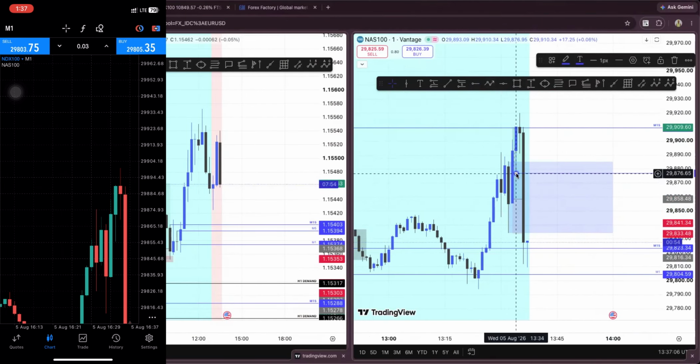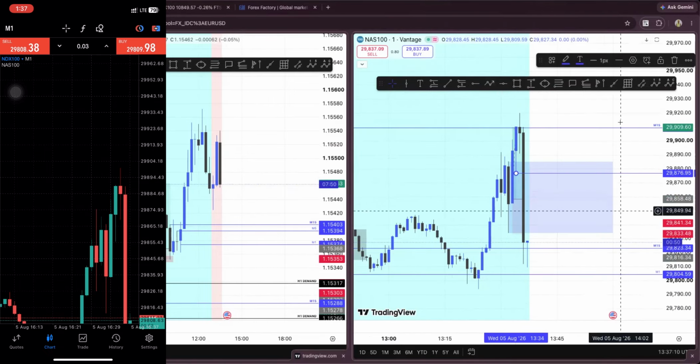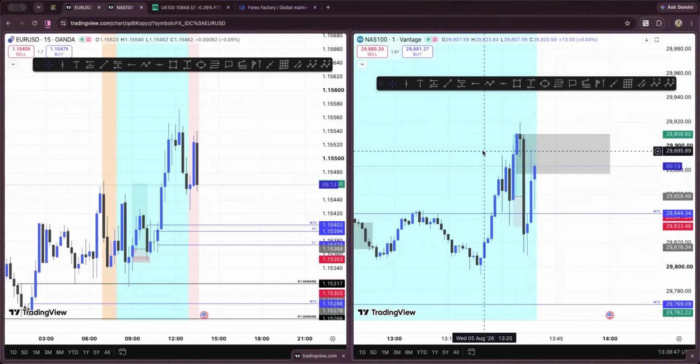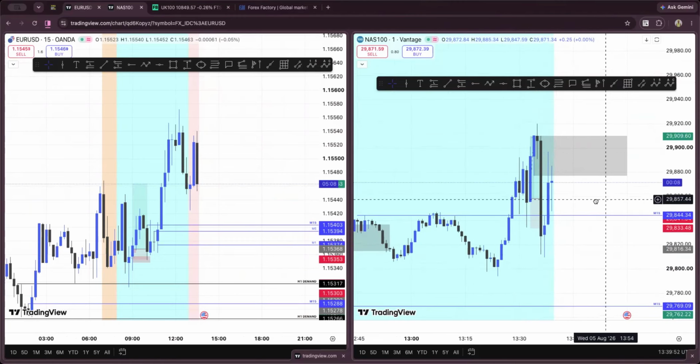This is not my true area. So let's see what price gives us from this area right here, and how this move will go. On NAS100, price just found a demand on the 15-minute time frame. So we are still bullish.